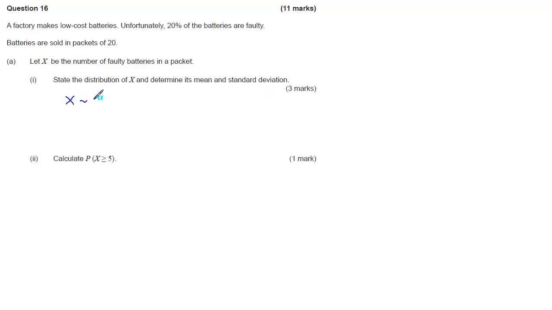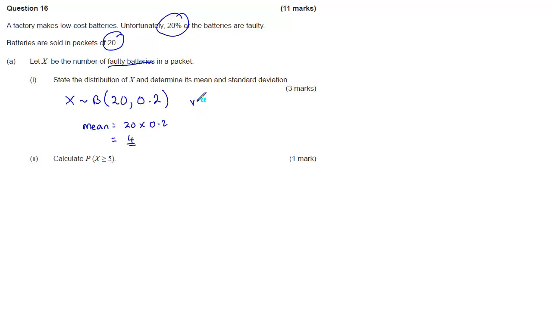So I'm going to say that X is binomial. We have a fixed number of trials and we can assume a constant probability of success. In this case, success is the faulty batteries, finding a faulty battery. So the mean for a binomial is always just n times p. So the mean is going to be 20 times 0.2, which is 4.